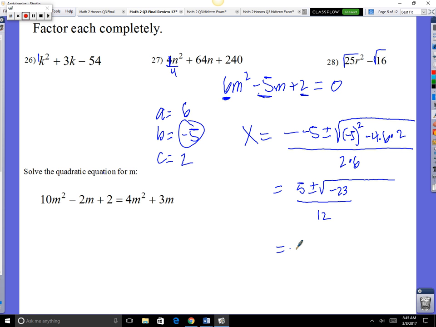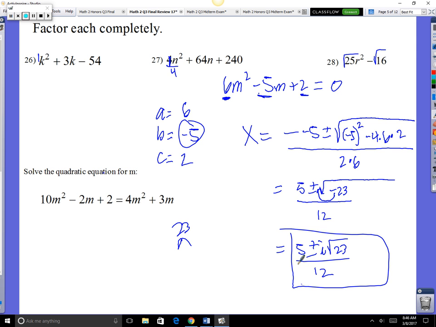Okay, now your next move is going to be 5 plus or minus, take that negative out. Square root of a negative is imaginary, so take the negative out, that's imaginary. Square root 23 all over 12. 5 and 12 have nothing in common. 23 cannot pull any squares out of 23. 23 is prime, so that's simplified. So that is your final answer.